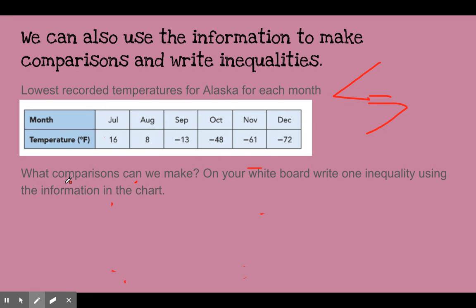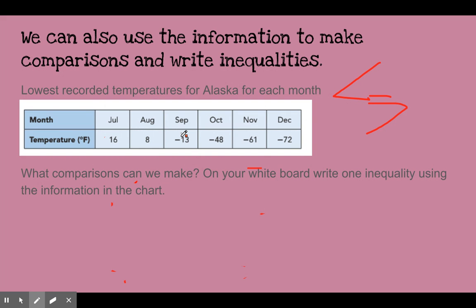Looking at the chart, what is the lowest recorded temperature in August? Well, the chart is the lowest recorded temperatures for Alaska for each month. So here's August, and the lowest recorded temperature for August is 8 degrees Fahrenheit. What is the lowest recorded temperature for the month of September? Well, that's right. It's -13.